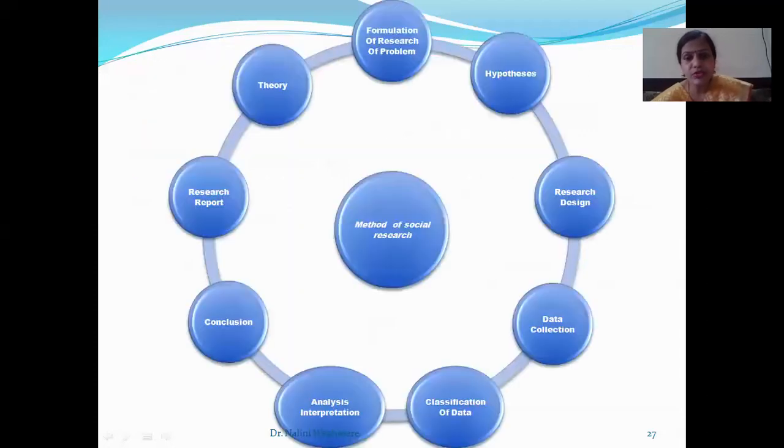So here are the methods of social research. The first one is selection of the problem, then hypothesis, then research design, data collection, classification of data, analysis and interpretation, conclusion, then report writing. Like this, the whole social science research method is mentioned in this picture.